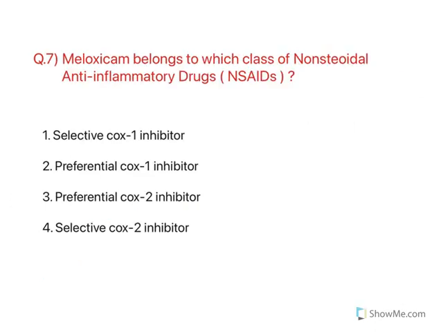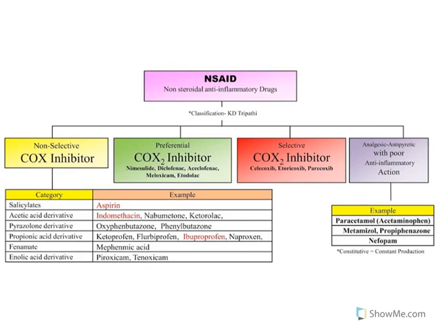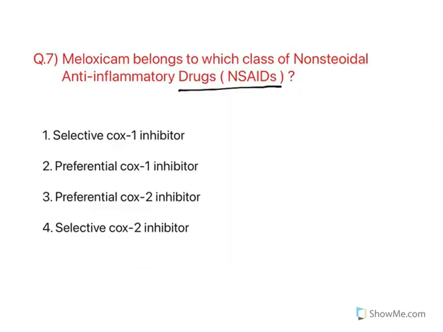Moving to the next one. Now, meloxicam belongs to which class of NSAID? This is completely a classification-based question. NSAIDs can be classified like this: non-selective COX inhibitors, preferential COX-2 inhibitors, selective COX-2 inhibitors, and some other classes. Now, out of these, meloxicam belongs to the preferential COX-2 inhibitors. So this is straight away this option. This is a classification-based question.